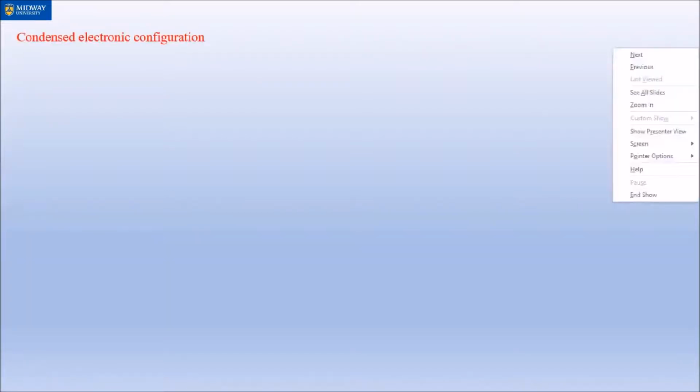Welcome back. Let's look at how to write condensed electronic configuration before moving on to writing boxed electronic configuration. The reason I chose that is because condensed electronic configuration is very much easier, and I think it is probably better to study that before we move on to the boxed electronic configuration, right? So that's the title.